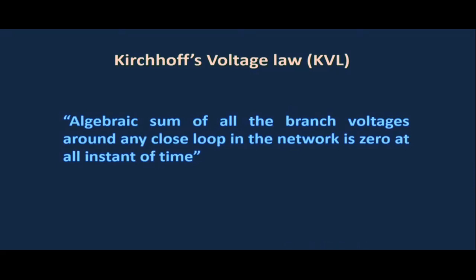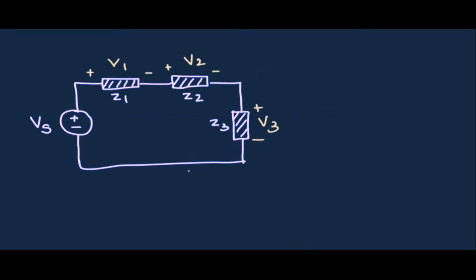So let's understand this Kirchhoff's voltage law. Let us say we have one electrical circuit which contains one voltage source and three passive electrical components. Now these components could be a resistor, a capacitor or an inductor, but in a generalized way we can take them as Z1, Z2 and Z3. And the voltages across these elements are V1, V2 and V3 respectively.